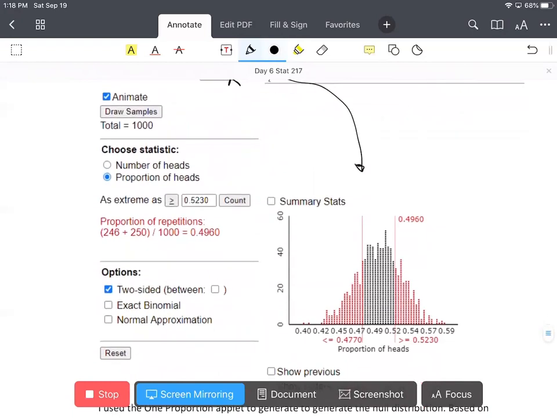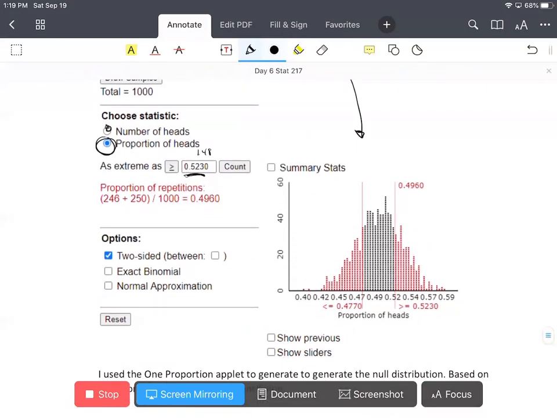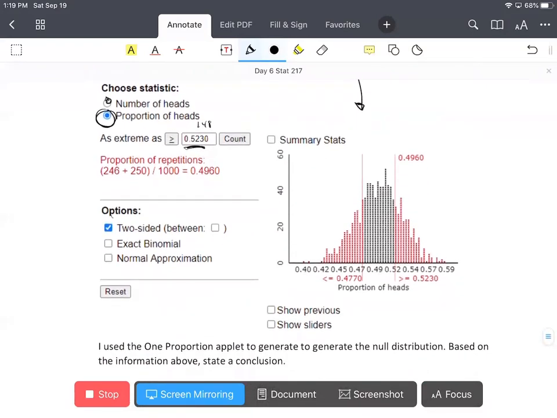Initially, when I filled it in, hopefully you've been doing this, it said number of heads, and I put in 148. But then I clicked proportion, and up popped the 0.523. Now, could I just have clicked proportion of heads and put in the 0.523 automatically? Sure.